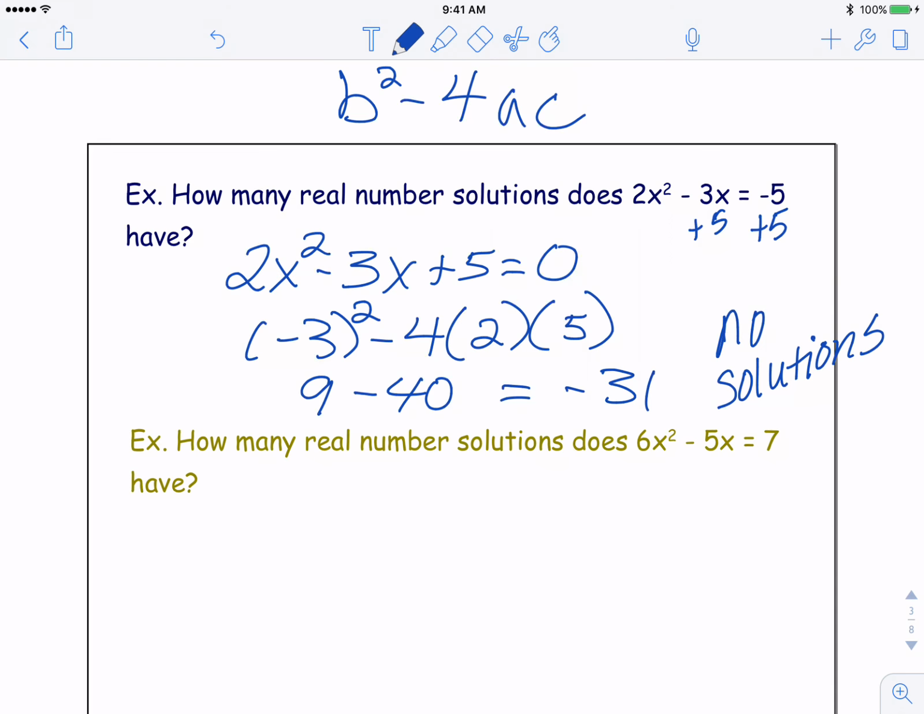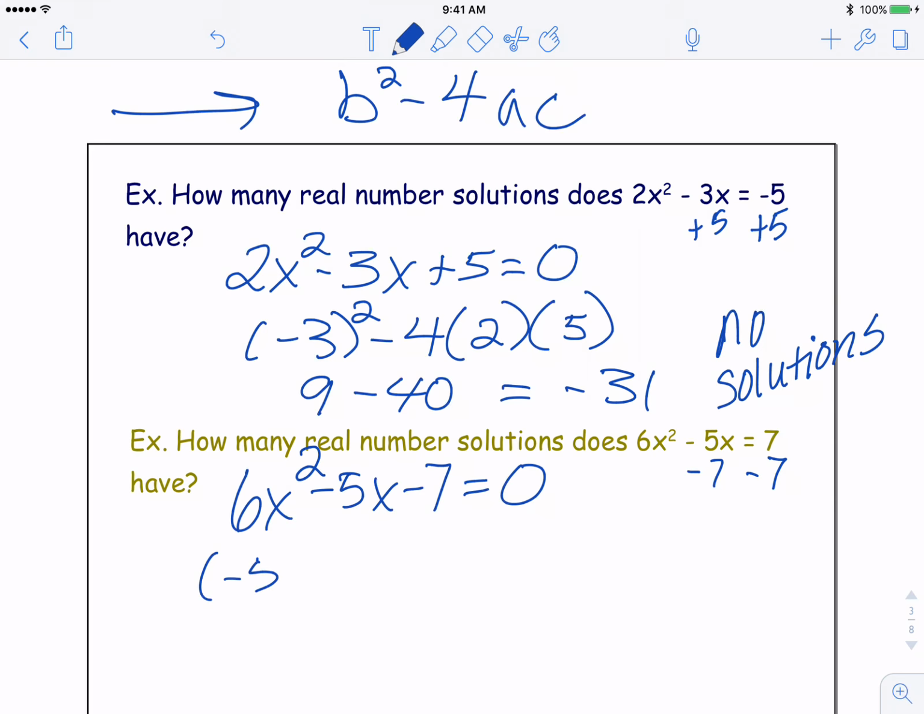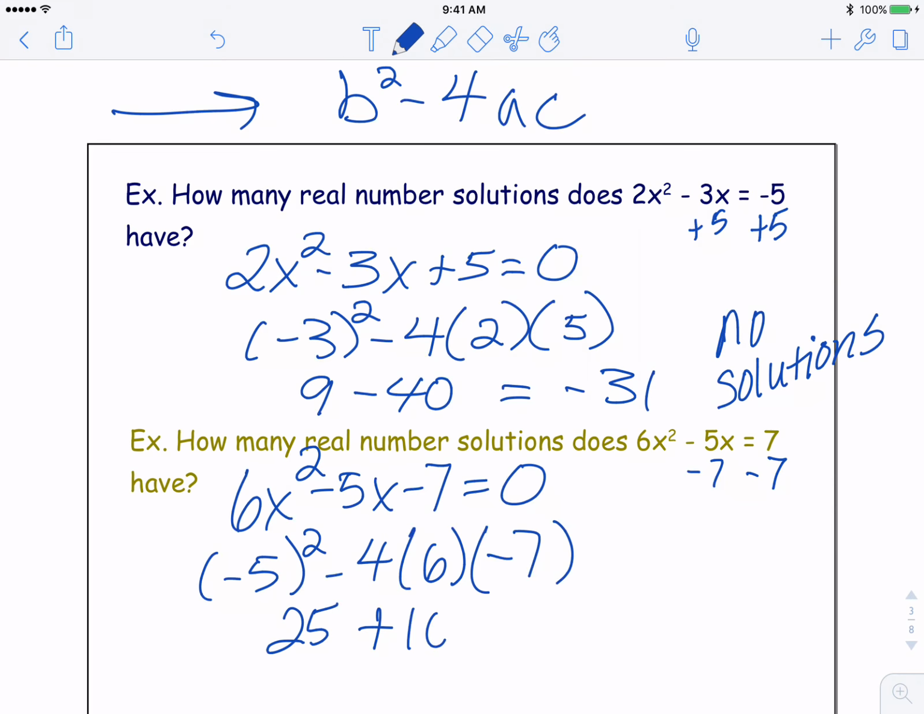Same thing here. This is not set equal to 0, so I'm going to subtract 7 from both sides and look at my quadratic function of 6x squared minus 5x minus 7. Once again, looking at that discriminant chunk, b squared minus 4ac, my b value is negative 5, so I have negative 5 squared minus 4 times the a value of 6 times the c value of negative 7. Negative 5 squared is 25, and then I'm going to have 25 plus 168, because negative 4 times 6 times negative 7 is 168. And then adding those two together, I'd get 193.